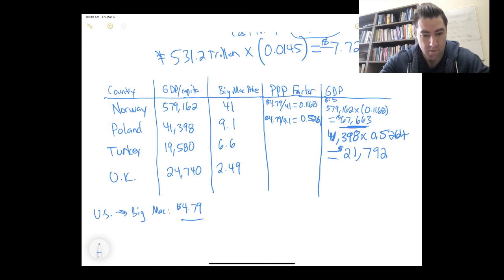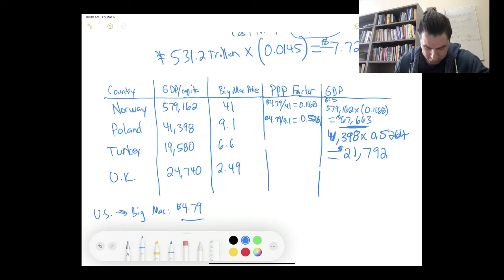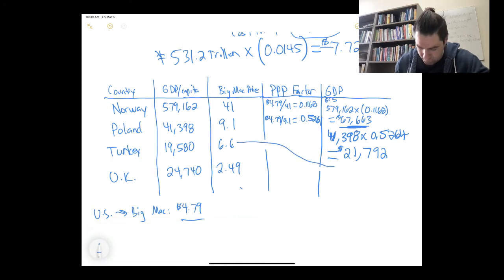So for Turkey, it is 14,210. And for the UK, it is 47,600 about. So 47,592.